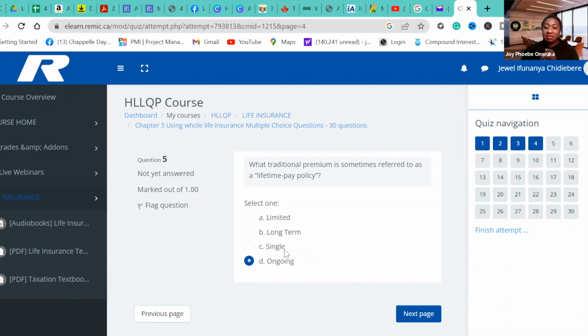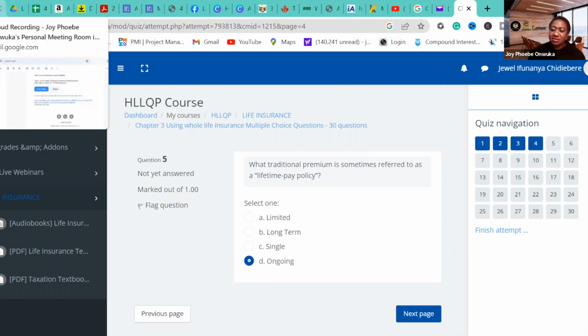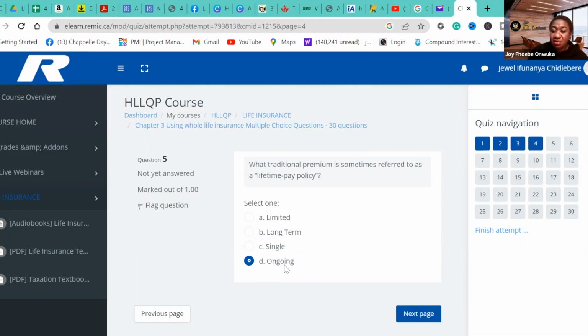And then if it's a long-term pay policy, now that I'm reading this, the fact that it's long-term doesn't mean that it will be lifetime. How long is long, right? And then limited is the one we use most of the time, where we specify, okay, 30 years pay, 20 years pay, and stuff like that. Okay. I'm going to go with ongoing, because they use the word lifetime. Okay. Next.